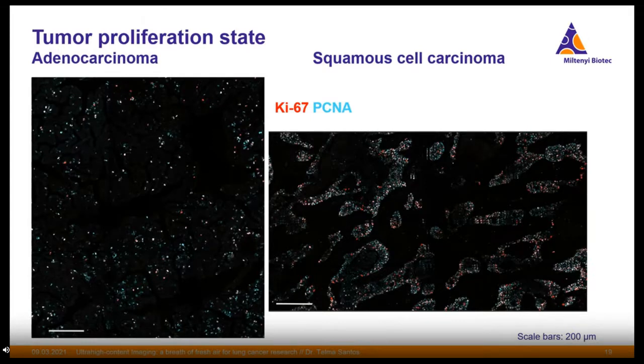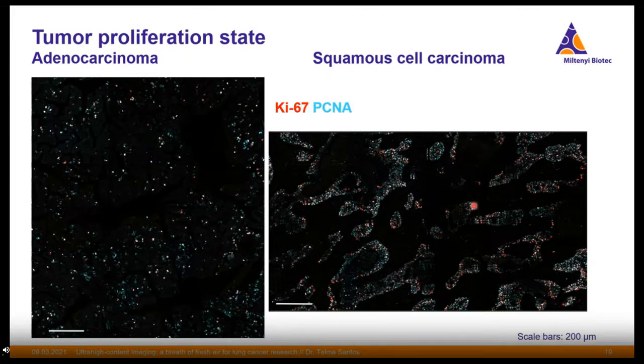Assessing the tumor proliferation state is also very important when looking at tumor samples. Here I used Ki67 and PCNA to look at the proliferative state of these tumor cells. We can see that all in all, both samples seem to be quite active. In the adenocarcinoma, there are some areas that seem way more active than others. And we saw before that there was some T-cell infiltration as well. Here it might mean that they are actively fighting the tumor, and that is good.